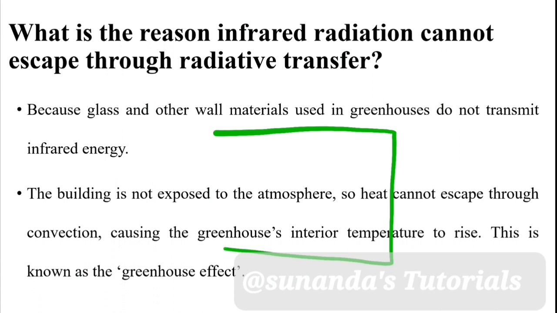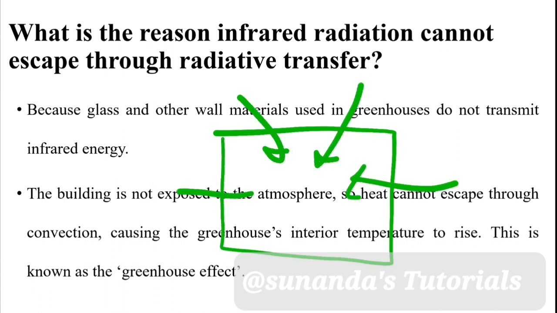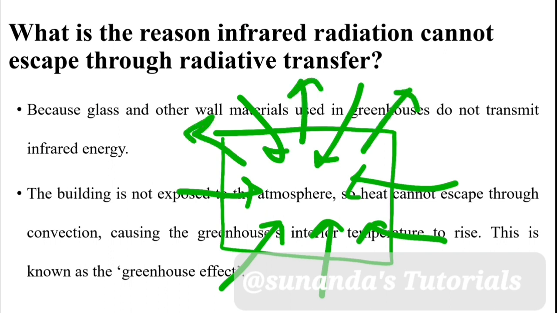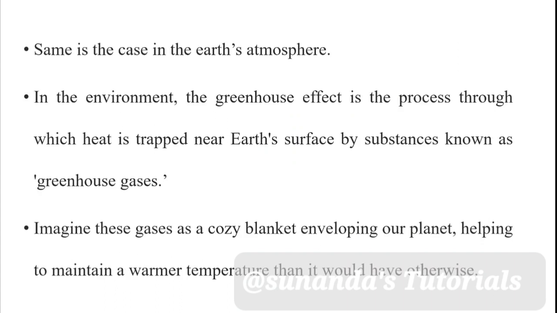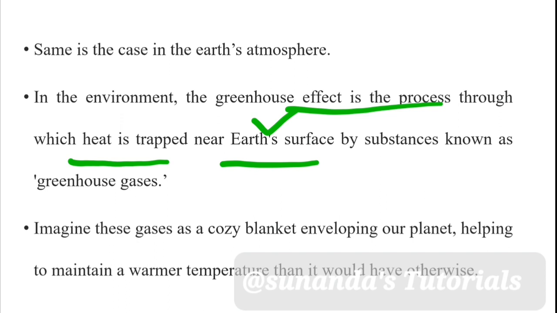The incident sunlight inside that glass house cannot escape back into the atmosphere. As a result, the temperature inside that greenhouse increases and warms up. This is known as the greenhouse effect, and the same occurs in the atmosphere or environment. In the environment, the greenhouse effect is the process through which heat is trapped at the earth's surface by substances known as greenhouse gases.